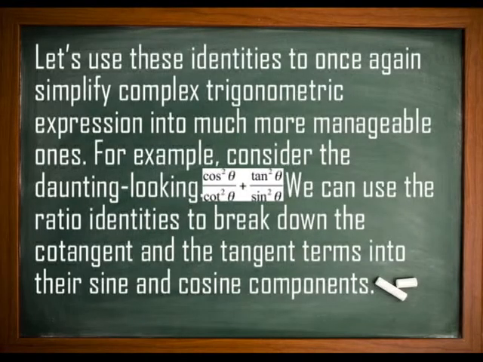Let's use these identities to once again simplify complex trigonometric expressions into much more manageable ones. For example, consider the daunting-looking cosecant squared theta over cotangent squared theta plus tangent squared theta over sine squared theta. We can use the ratio identities to break down the cotangent and the tangent terms into their sine and cosine components.